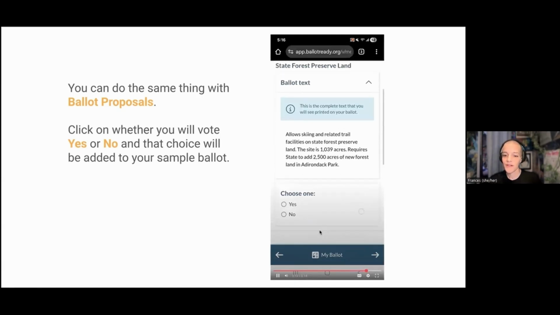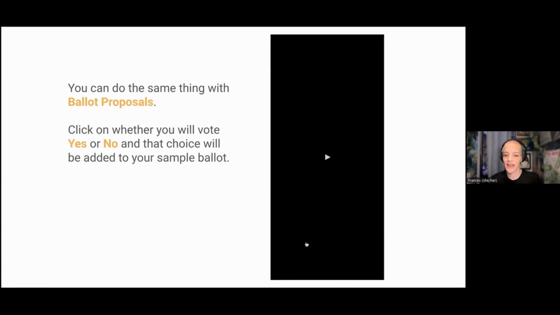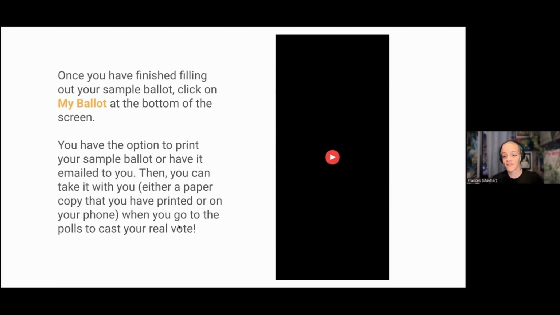Then when you're ready, click one of those and that will add that to your sample ballot as well. So like how you do with candidates, you can do that with the ballot proposals as well. Once you've finished filling out your ballot, you don't have to fill out everything if you're not ready to do that yet. I encourage you to fill out as much as you can based on the information that you currently have, just so you'll be really equipped when you go to vote.